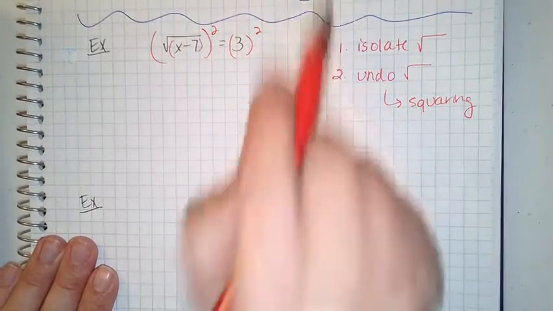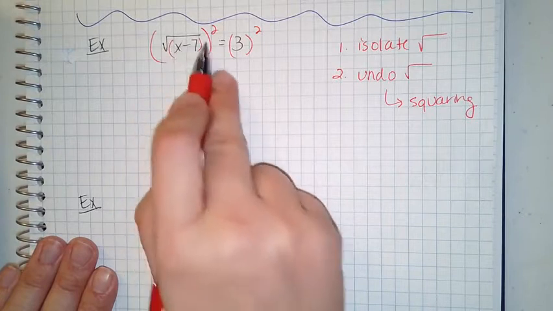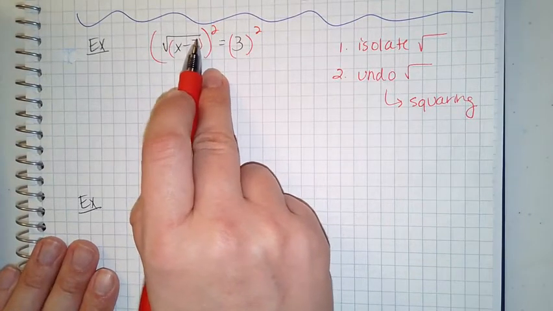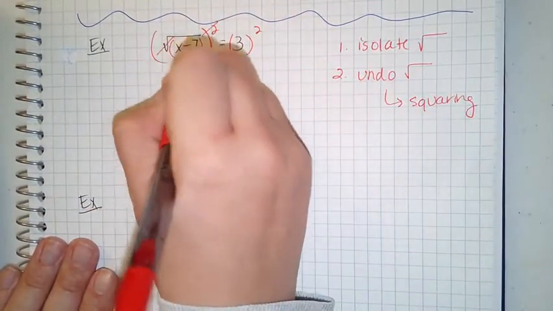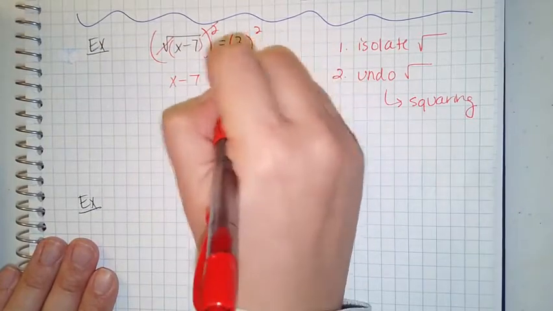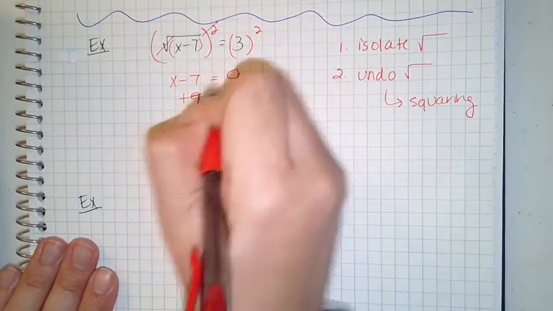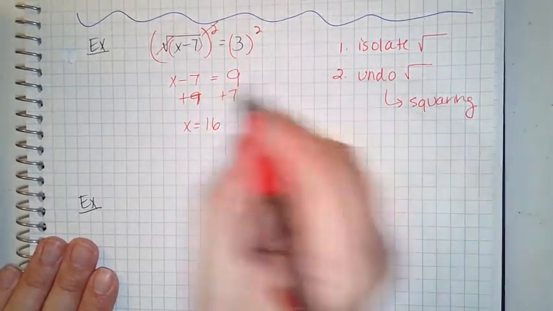Now up there we had to keep in mind the plus or minus. Radicals are not the same, okay? A radical function looks very different, so we don't have to do that. So now these two things undo, and we're left with x minus 7. 3 squared is 9, and then I get x by itself by adding 7 to both sides. And I get 16.